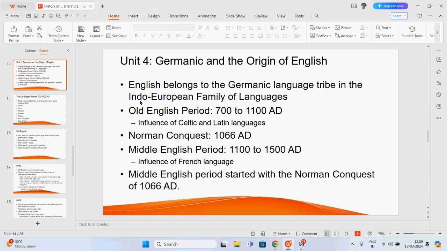What is the period of Middle English? 1100 to 1500 AD. Unlike in the Old English period, where there was greater influence of Celtic and Latin languages, by the time we come to the Middle English period, we find less Celtic or Latin influence, and we find more influence of the French language. So, looking at the Norman conquest of 1066 AD, we can say that the Middle English period started in English with the Norman conquest of 1066 AD.